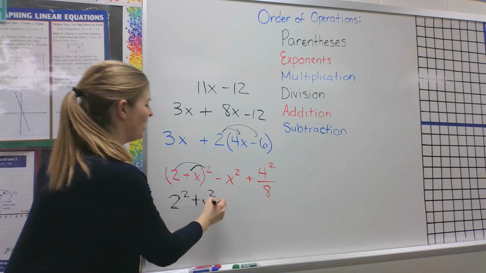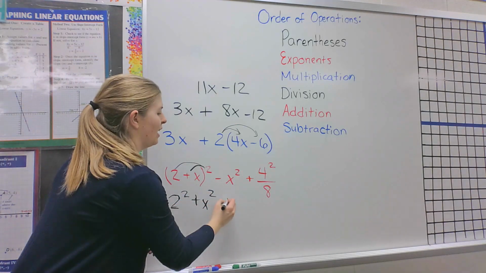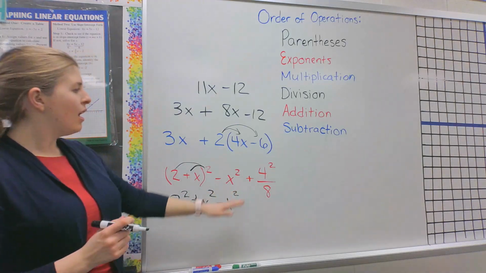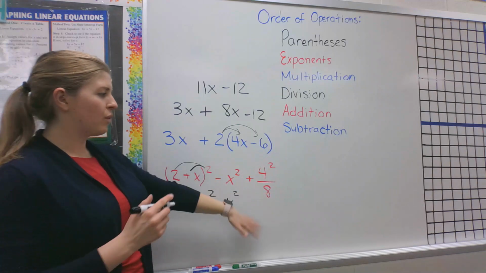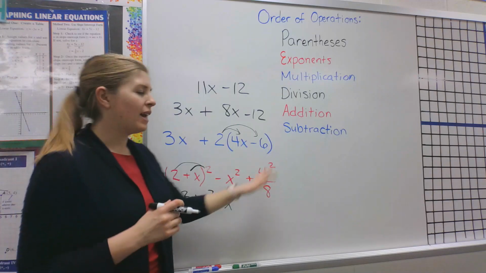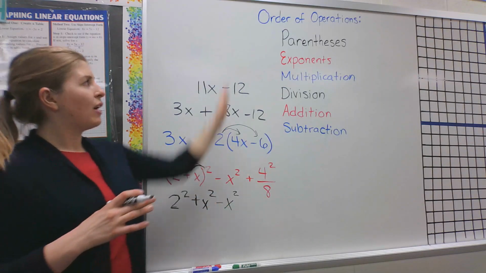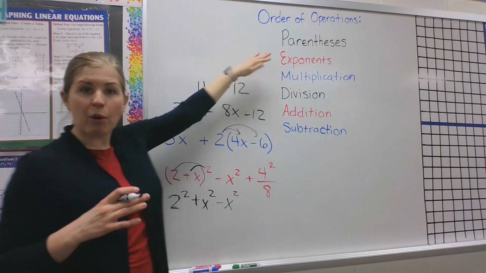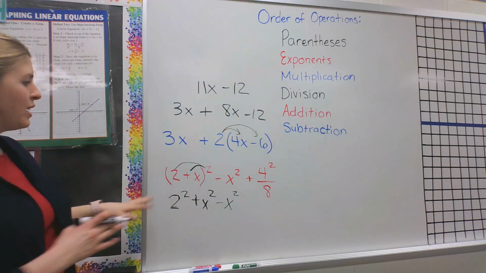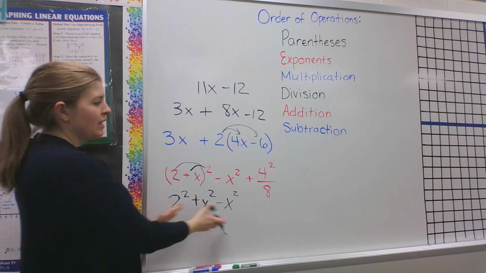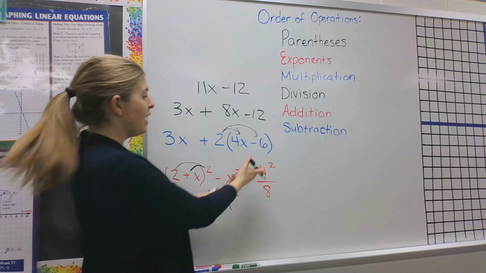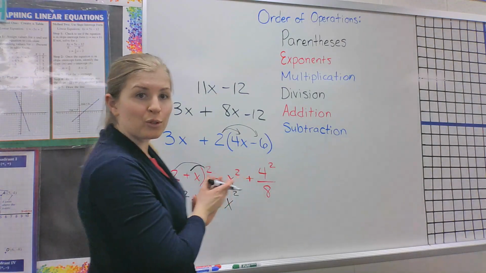Okay. And then we have minus x squared. And then we have 4 squared divided by 8. I'm just going to leave that right now. We're going to go through our next step, which is exponents. So I do see a couple exponents here. I did do the parentheses, and we have minus x squared. And then we have an exponent here, 4 squared.